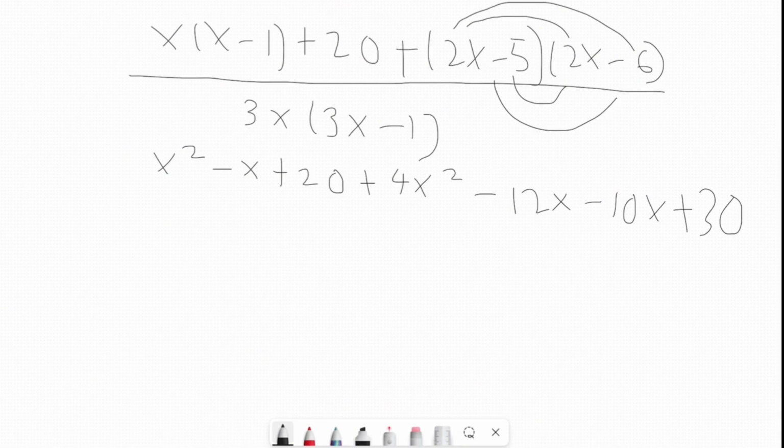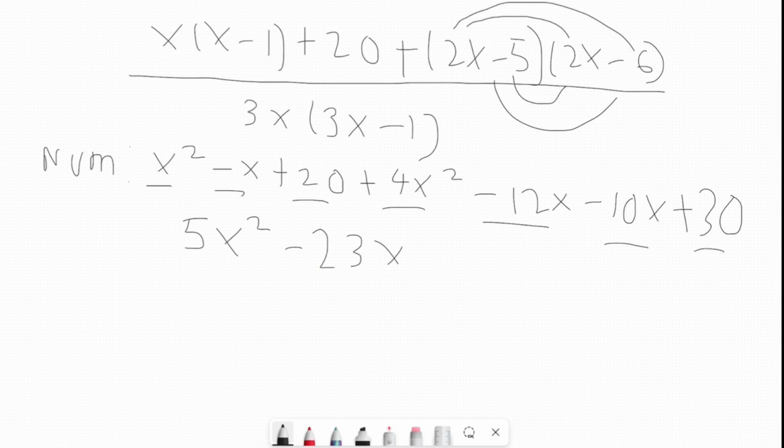Okay, now what we can do is just collect like terms. And so far, I'm just going to focus on the numerator, so I'm not going to bother rewriting the fraction every time. So we've got this x squared and the 4x squared. Well, that just becomes 5x squared. Let's focus on the x's next. We've got minus x, minus 12x, minus 10x. That's minus 23x. And then we've got the 20 and the 30 giving us 50.